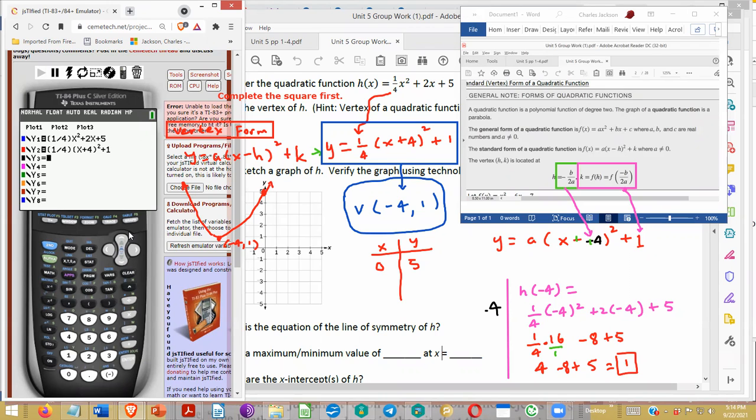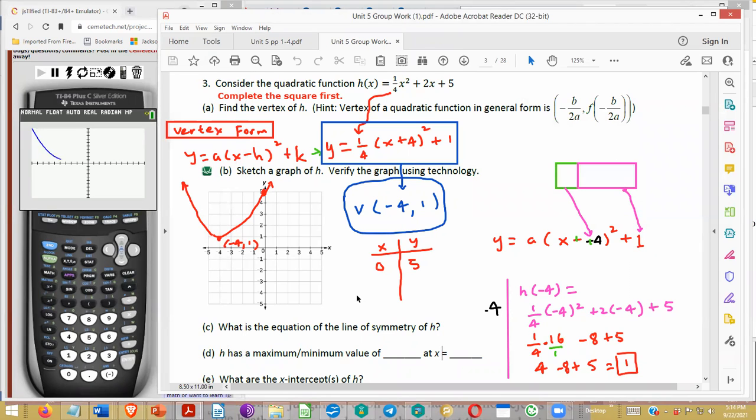We should see a blue graph, which is the original h of x in the problem, and then a red graph, which is what we got coming in on top of it. And that's a verification using technology of our work.